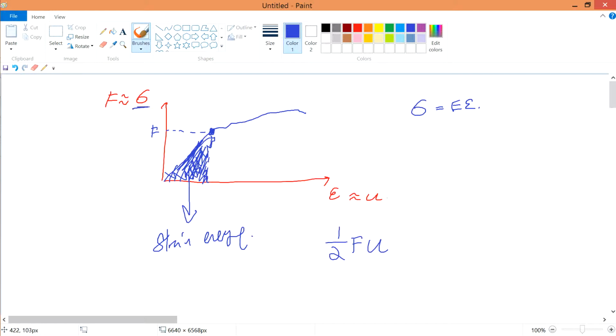Because you can see the stress is in terms of the strain, so the forces will be in terms of the displacement. So you just need to take note of this. As you can see, the stress is in terms of the strain, and the force is in terms of the displacement. So half Fu equals, if you know that the force equals stress times your area, I'll just simply substitute this in. So half, F equals stress times the area, multiplied by your u. Ta-da!